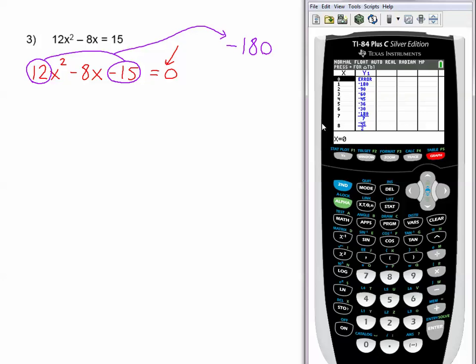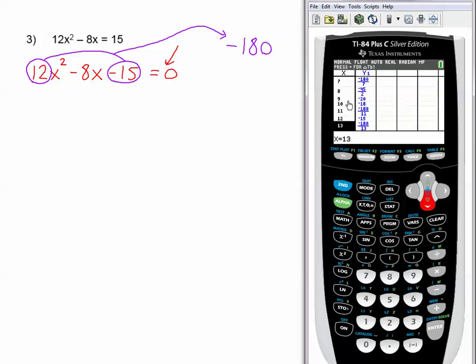Now remember what we're trying to do. We're trying to find the factors of negative 180. I already found those in the table. But the ones that add up to negative 8 are the ones that I'm interested in. So let's see. If I used 3 and negative 60, well, that would add up to negative 57, so that's no good. And 5 and negative 36 add up to negative 31, so that's no good. Let's keep going down this list until we find a pair of numbers that add up to negative 8.